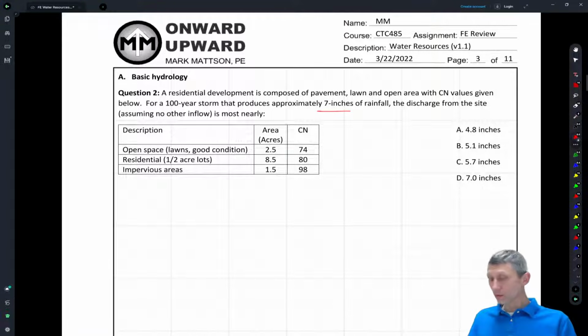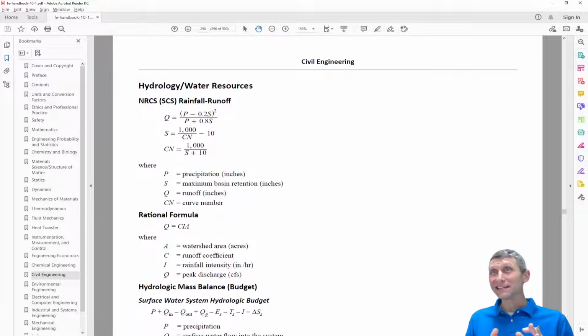Well, what we're going to do here is use these equations. We're looking for a discharge. We're looking for inches, so when we come back to this, we're going to look for inches, which is another big clue that we're going to use the NRCS method. But anytime you see a curve number, that's where you're going to go. So runoff in inches: we have to go through this, but really all of this depends on the curve number.